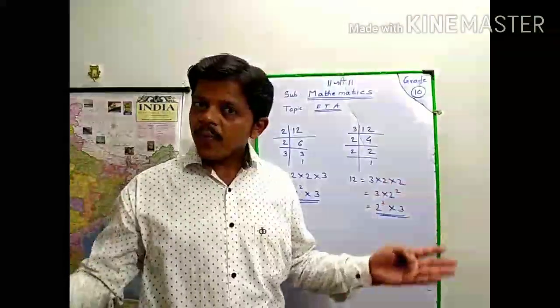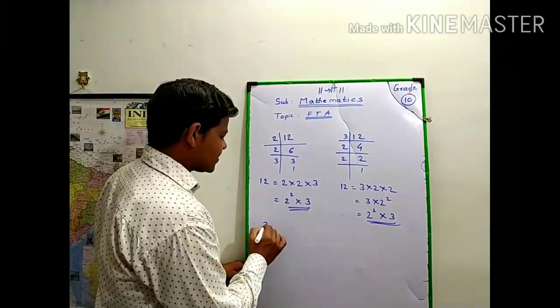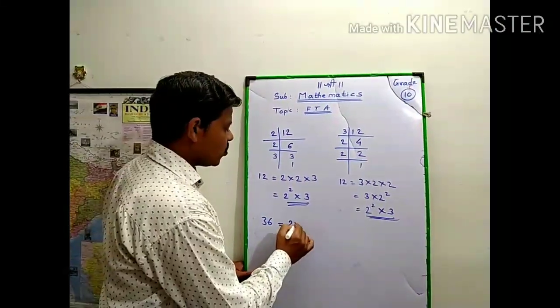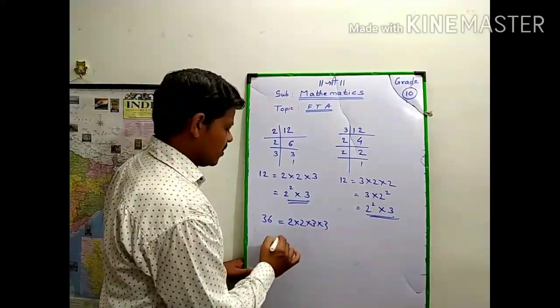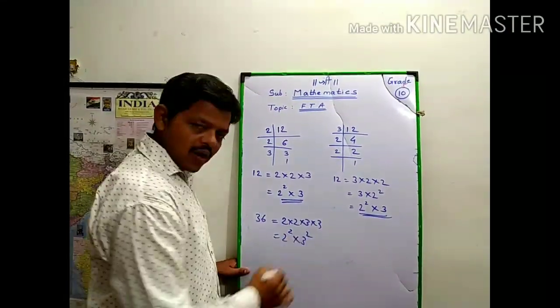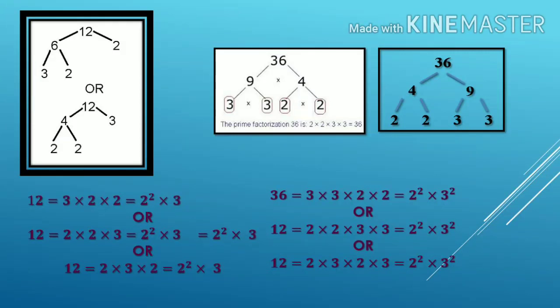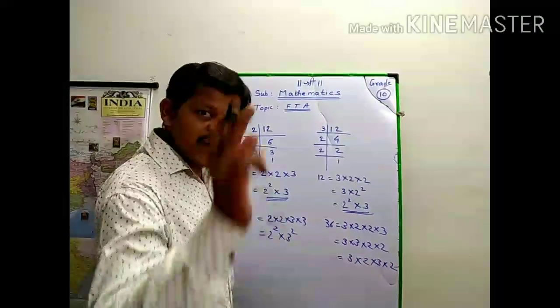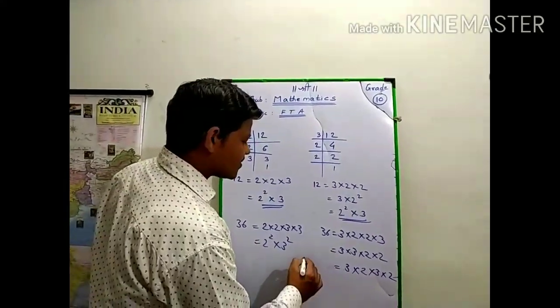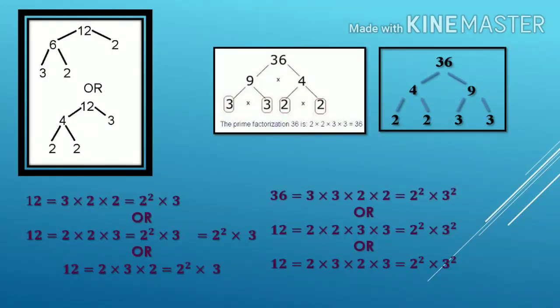Similarly, for every composite number, for example, if I take 36, 36 would be 2 into 2 into 3 into 3, which gives me 2 square into 3 square. Or else, if I started with 3, it would have been 3 2 2 3, or 3 3 2 2, or 3 2 3 2. Any way is correct. But ultimately, each and every time, what is the final answer? The final answer for 36 would remain 2 square into 3 square. No other prime factorization. That is unique.